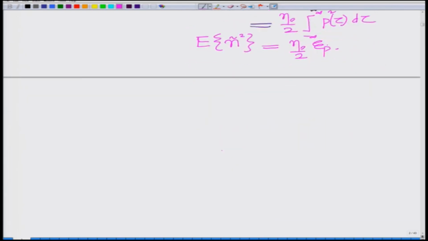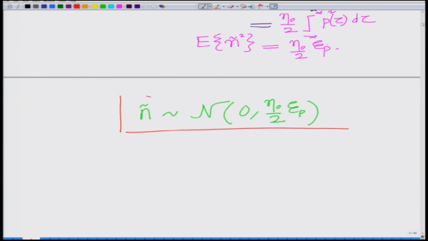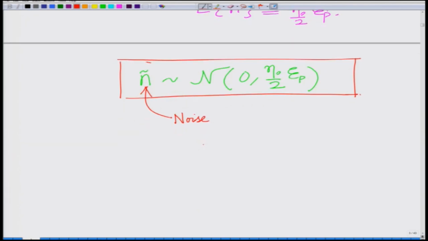And therefore, we can write n tilde is Gaussian. Basically, this can be summarized as n tilde, where calligraphic N denotes normal distribution or Gaussian, is Gaussian with mean 0 and variance eta naught by 2 E p. So, this is basically what we have derived for the Gaussian noise. So, n tilde is the noise after sampling, or noise at output of sampler.